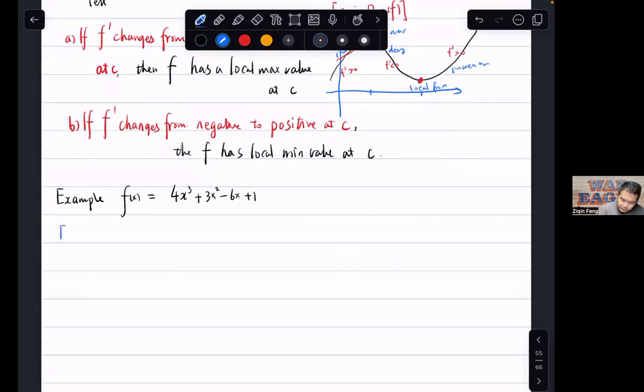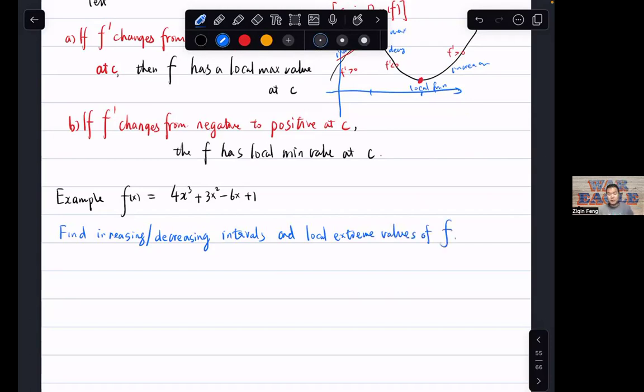So find increasing and decreasing intervals, if there are any, right? Sometimes the function is always increasing, and then you get all the increasing intervals. On each interval, the function is increasing or decreasing, right? And local extreme, which means local maximum, local minimum values of f, right?